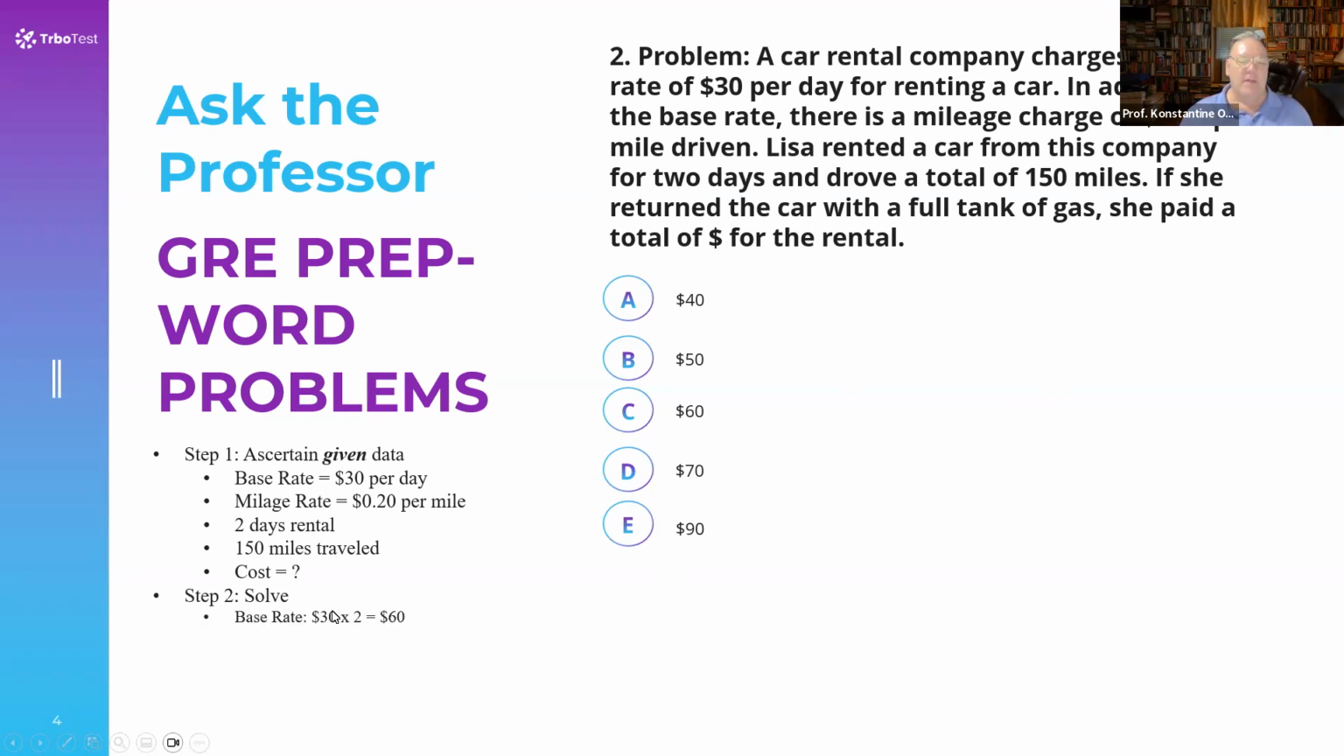The base rate of 30 times 2 is $60. That covers the 2 days. Then we take their mileage at 20 cents a mile times 150 miles is $30. Obviously, we now add the 60 and the 30. It gives us a total of 90, which means that answer E is correct.